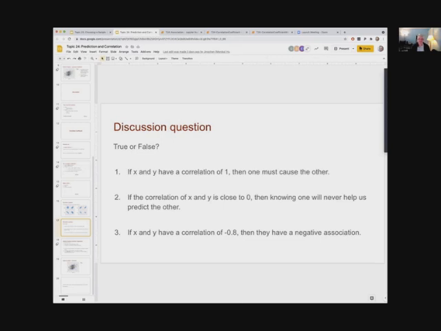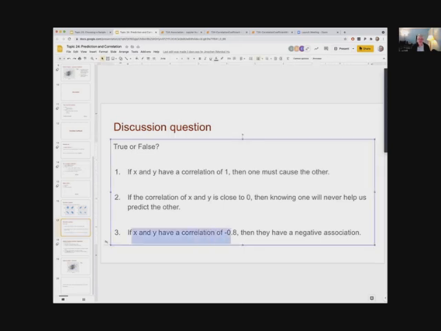And then finally, if X and Y have a correlation of -0.8, then they have a negative association. True or false? True. Exactly, right? And that comes straight from the definition.